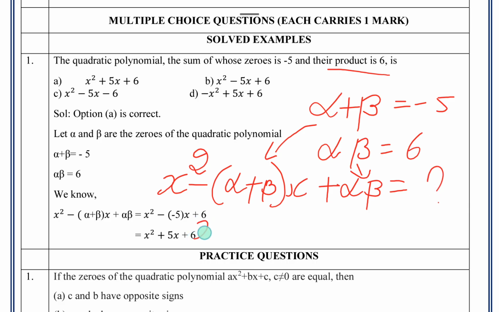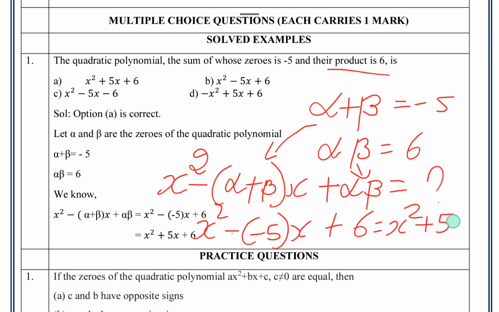Here x square you have to mention as it is, minus alpha plus beta is minus of minus 5, x plus alpha beta is 6. Minus into minus you will get plus. So the final answer is x square plus 5x plus 6. This is the answer you will get. The answer is x square minus 5x or plus 5x. Here the plus 5x is the answer, you can see here.